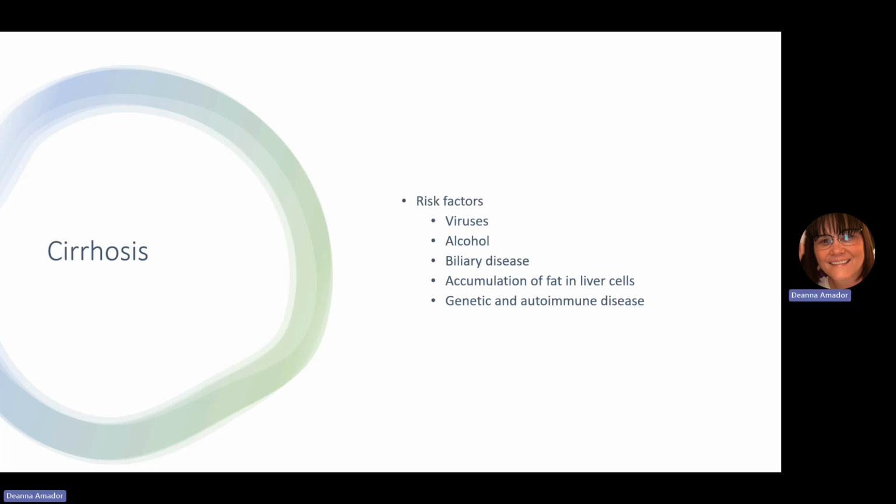So cirrhosis, you have some risk factors there: viruses, alcohol, chronic hepatitis B and C. It goes on to talk about biliary disease, accumulation of fat in liver cells. And then I just want to mention NASH, which is non-alcoholic steatohepatitis. A lot of times you'll find this in obese patients, and it's accumulation of fat in liver cells, which leads to inflammation and cirrhosis. It has nothing to do with alcohol.